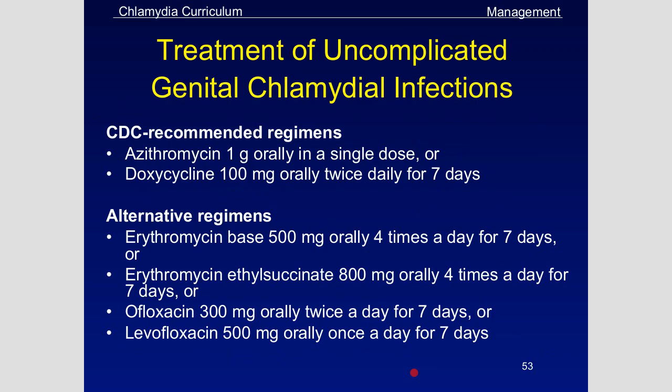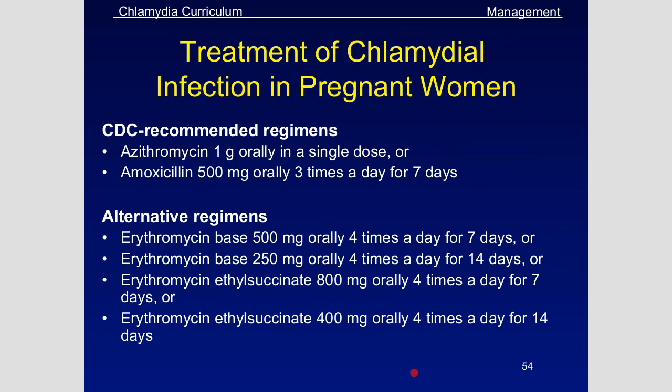Uncomplicated genital chlamydia infection. They have these regimens which are recommended, but the most important thing that I would want you to know at least is azithromycin, which is given as a single dose, or doxycycline twice a day. So that's good enough to take care of it, and then there are alternative regimens, but this is the CDC recommendation.